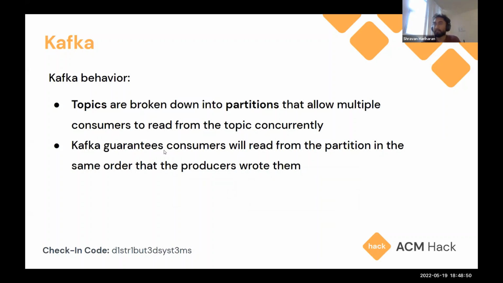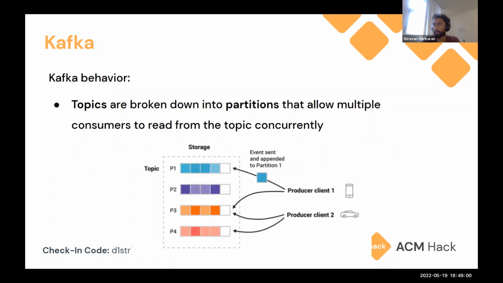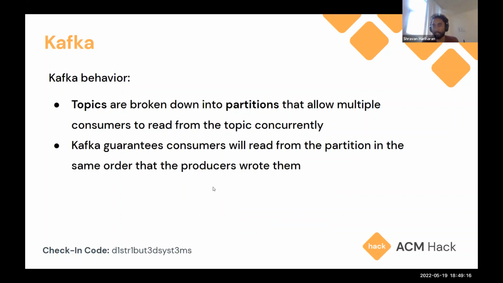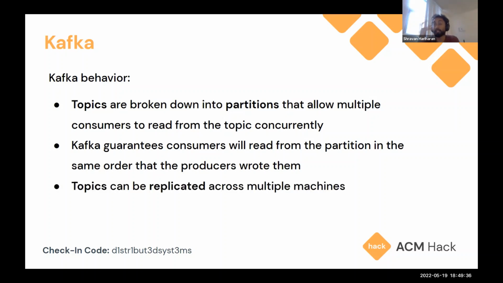Next behavior is that Kafka guarantees consumers will read from the partition in the same order that the producers wrote them. So what this means is, let's go back to this picture. Let's say a producer produced a message and it's at the front of the queue. Then when I consume a message, I'm guaranteed to read that first message and not any of the other messages in the queue. And this is really guaranteed just by the fact that we're using a queue, because queues are inherently first in, first out. So consumers will read data in the same order that the producers wrote them, because it's first in, first out, as opposed to last in, first out. This is just a property of queues, but it's, again, very important.